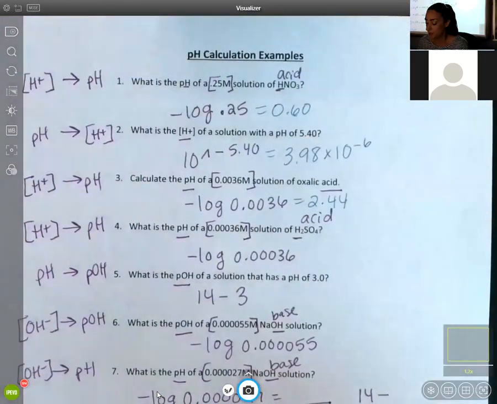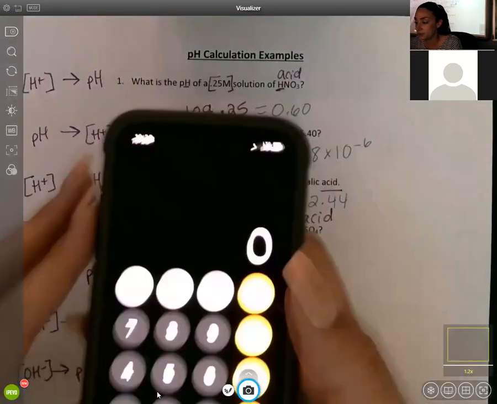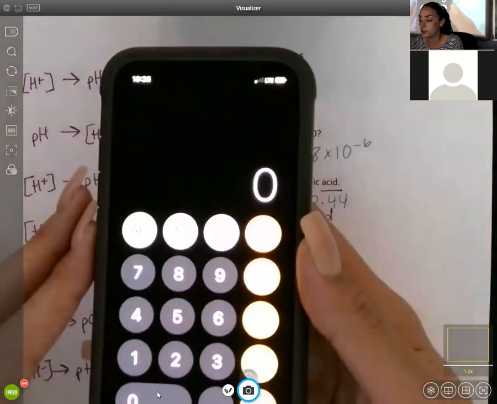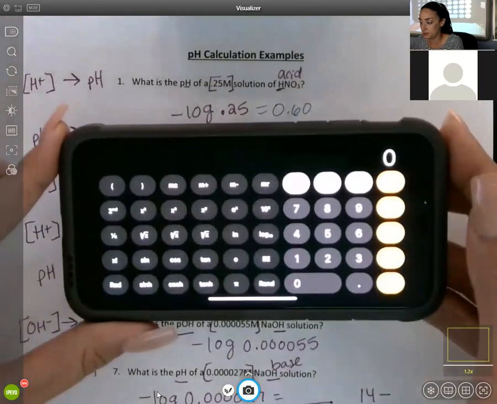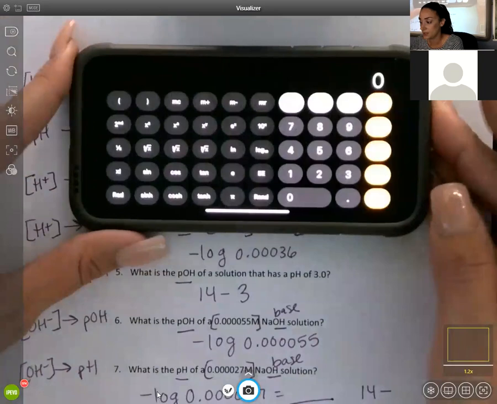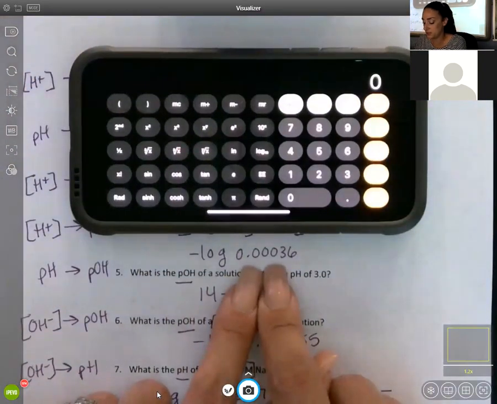Okay. Now I want to show you how to do it on the iPhone if you're using the iPhone calculator. And like I said, hopefully Android's the same. I don't know. But if you have your normal calculator like this, if you turn it sideways, you'll have your scientific calculator. And so for this one, we're doing the negative log of 0.00036.